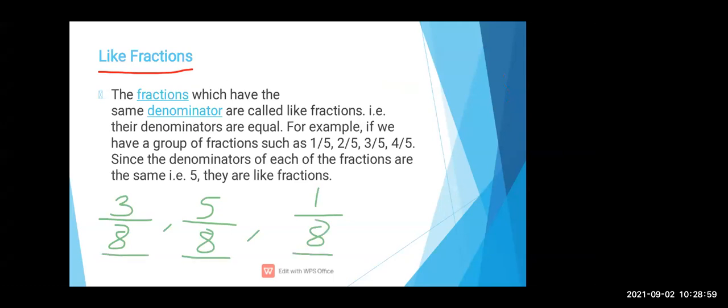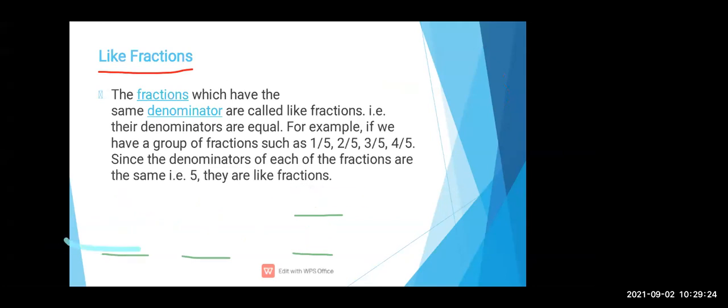Or else if I give another example of like fraction only. Okay, if I have written 3 upon 8, 5 upon 8, 1 upon 8. See here the denominator is what? The denominator is 8 only. And in all the numbers, the denominator is 8. So which type of fraction is it? It is like fraction. So आपको इतना याद करना है, whenever the denominator is same, they are called as like fraction.